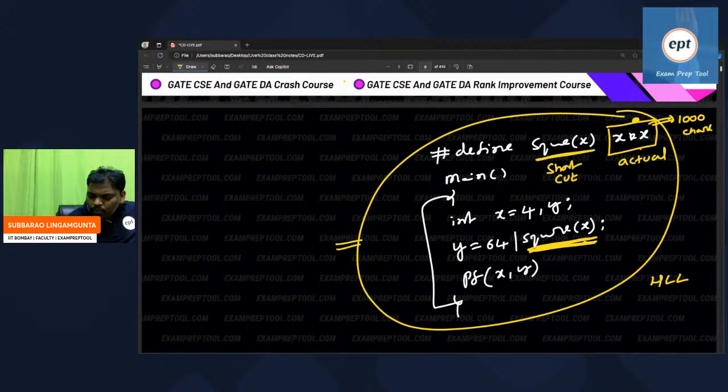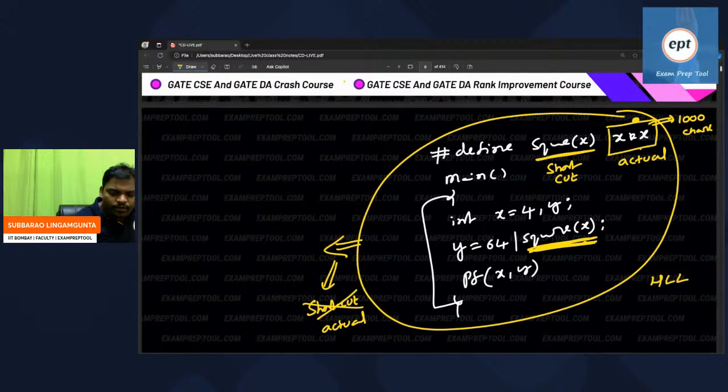If I give it to the preprocessor, see this one, what will the preprocessor do? I am writing here. If I give this program to the preprocessor, it will replace shortcut by actual. It will replace, wherever shortcut is there in the program, it is replaced by actual. Some people are asking, sir, what exactly will it do? See this one. Everyone listen. It will replace shortcut by actual.